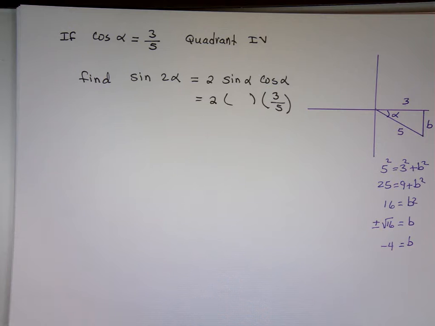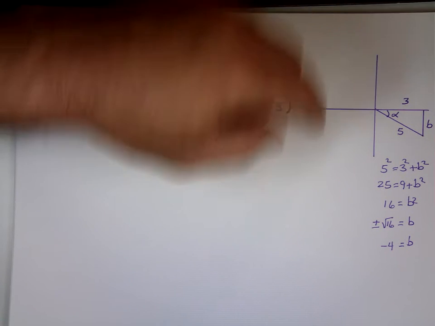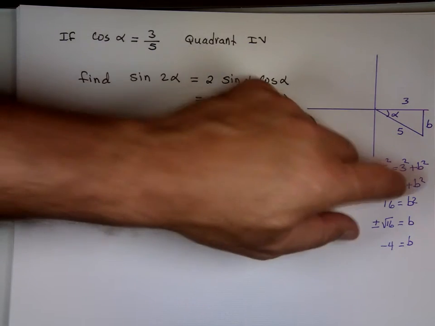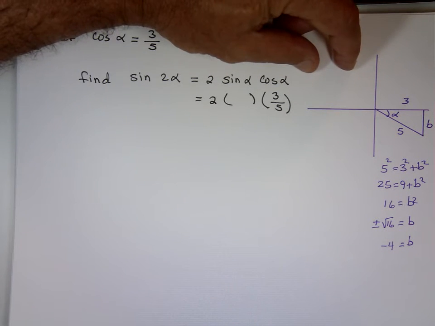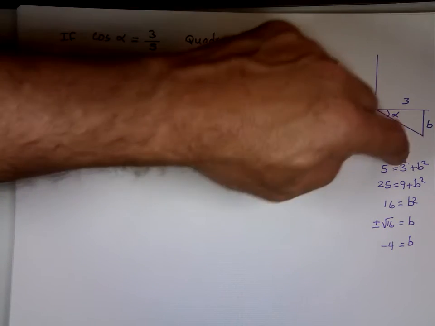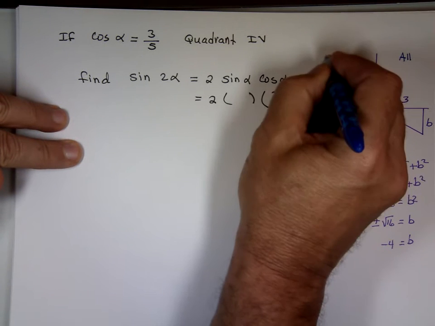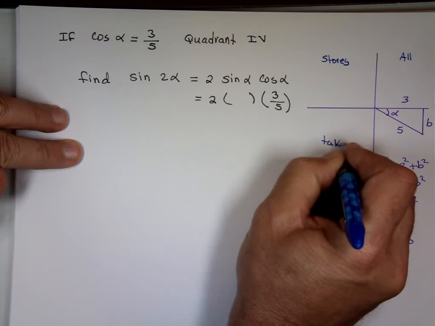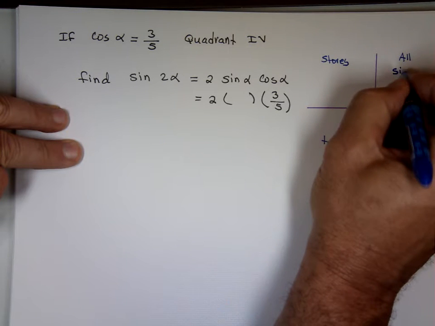It's below the axis. All students take calculus, or all stores take cash. Remember that? All stores take cash. All three trig functions positive here. Only the sine is positive. Only the cosine, only the tangent. All stores take cash. What does that mean? All three of them are positive here.